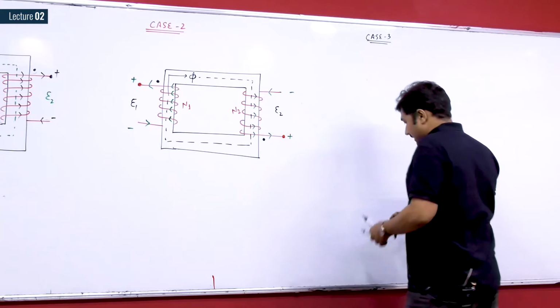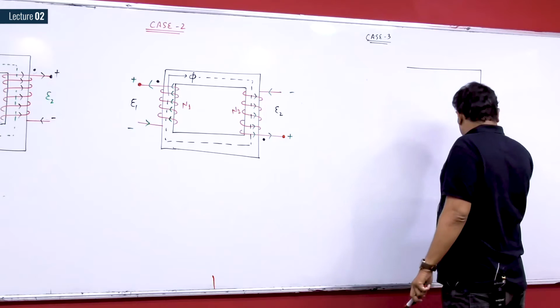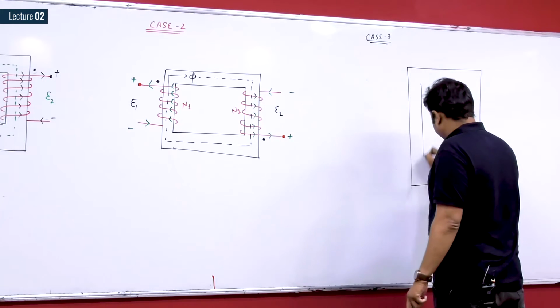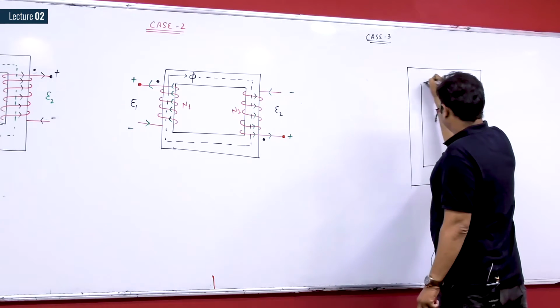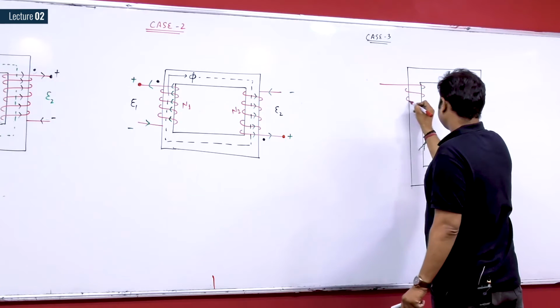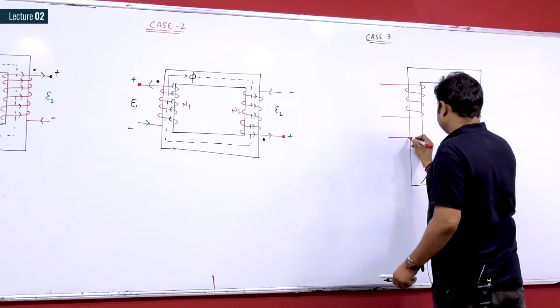Third case. Now see, let us suppose we have an ideal core, and on this ideal core we have windings wound. Let the windings be wound in this fashion.